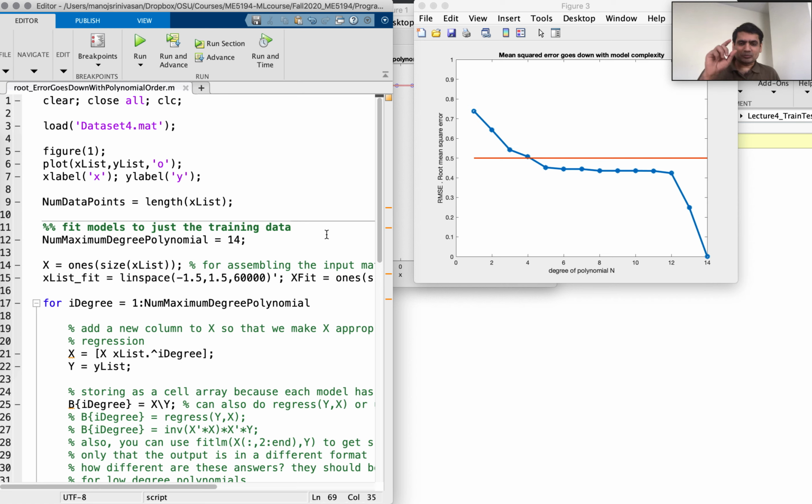So that's one method, and that's if you actually know the noise distribution in the data. If you do not know the noise distribution of the data, we might have to make some decision about where to stop based on the data itself, and we'll talk about other methods in the next video.